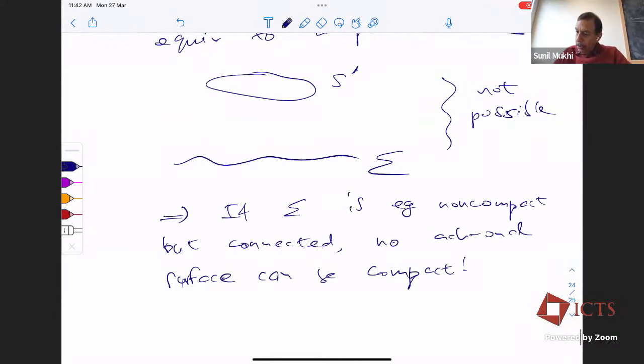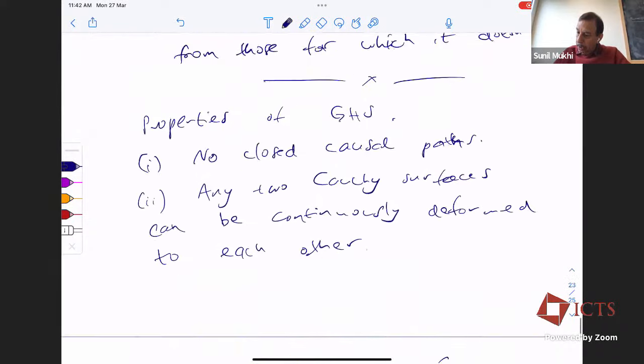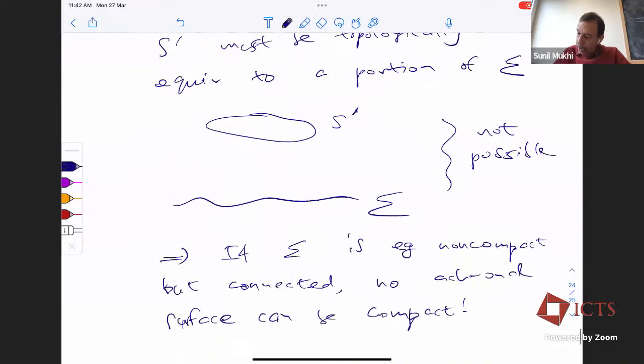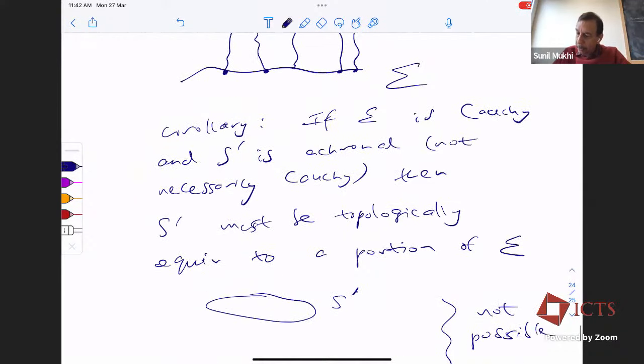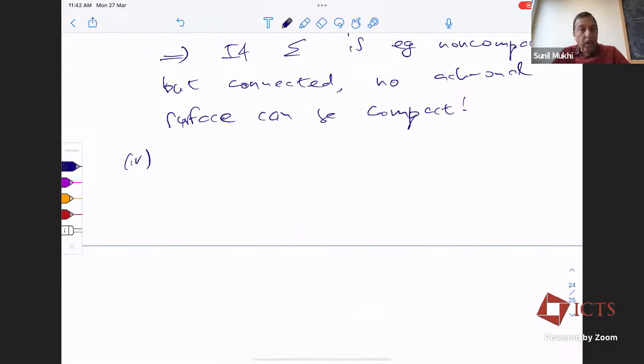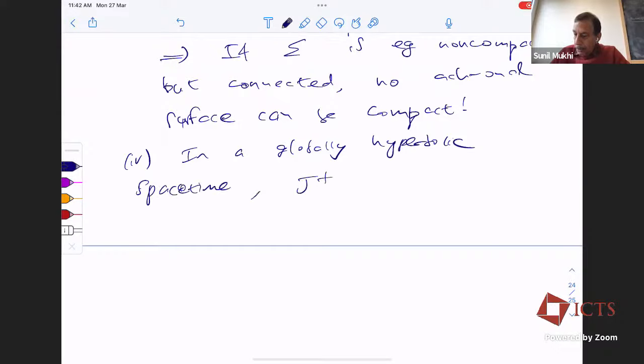So this is, let's see, properties of GHS. 1, 2 is the continuous deformation. Then 3 is this. Then property 4 is: in a globally hyperbolic spacetime, J plus of P is closed for all P.